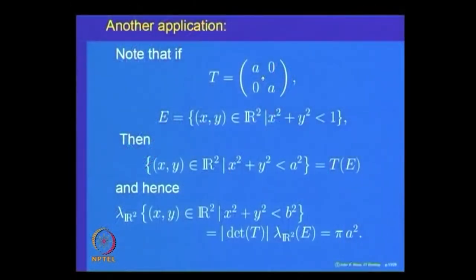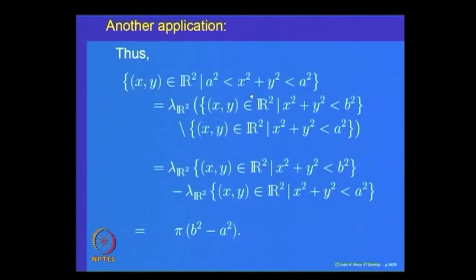So, a more rigorous way of saying that, for a particular class of functions, I want to state and give an outline of the proof. We will not be proving it fully, we will give an outline of the proof. So, let us go to the next application. This is what I just now said, that the Lebesgue measure of the annulus region is the Lebesgue measure of the outer circle minus the Lebesgue measure of the inner circle, that is pi b square minus a square.